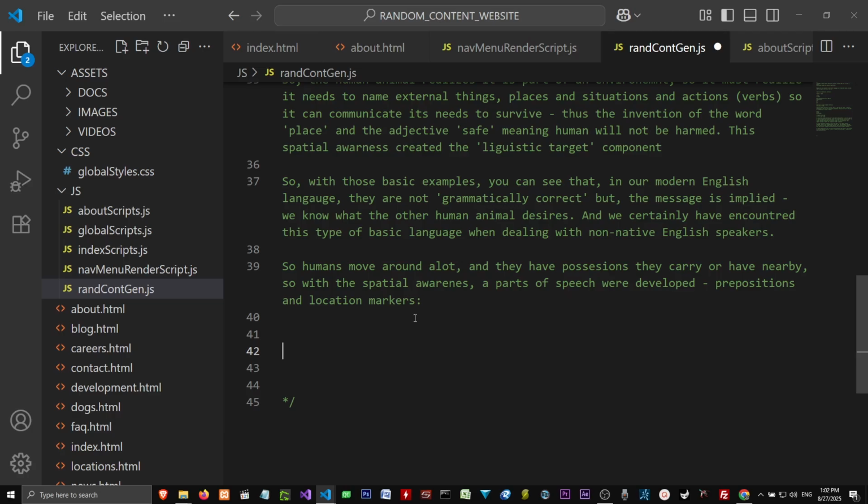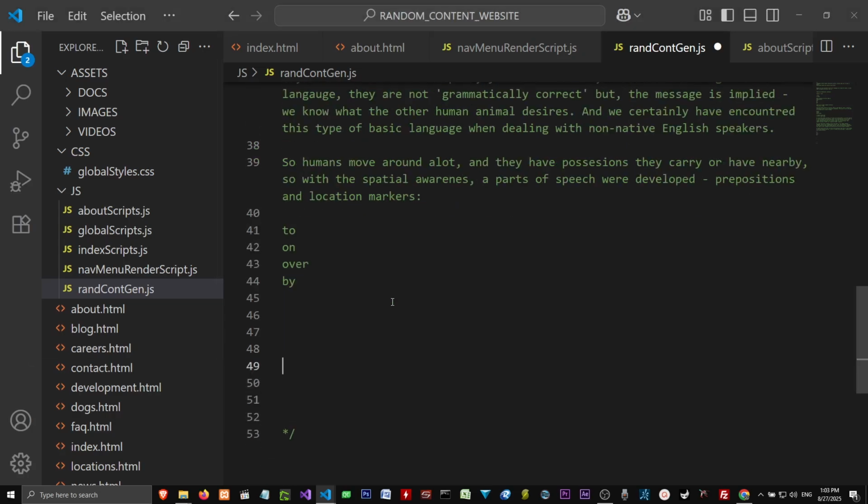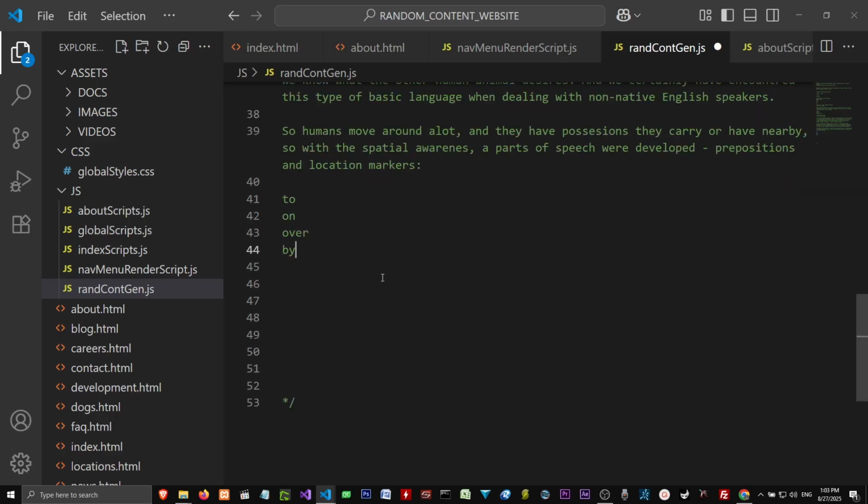And so parts of speech or sounds were developed in order to associate that concept of spatial awareness, for the parts of speech that we have today that we call prepositions and location markers. A few examples really quickly. This is a real basic overview. A few examples are to, on, over, by, and you can think of in, beside, all that kind of stuff. But we're sticking to the basic concepts here of evolutionary linguistics.